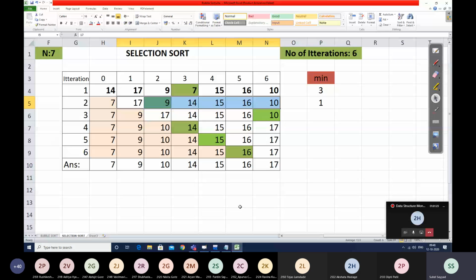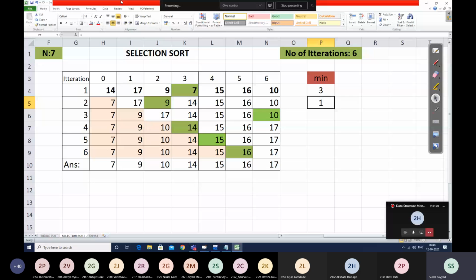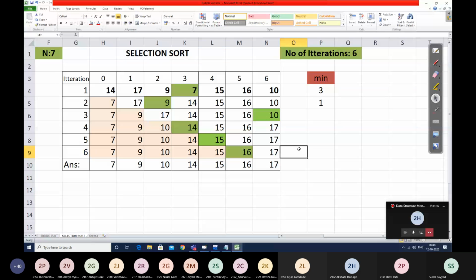Okay. So I check whether A of 2 is less than A of mean. Whether 9 is less than 17. Yes, I'll change the value of mean. So the value of mean will become 2.